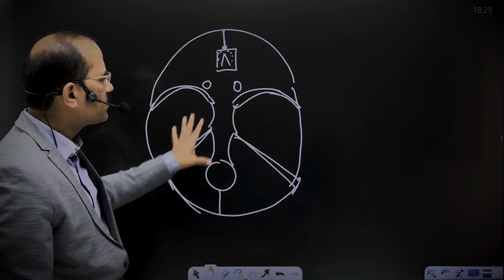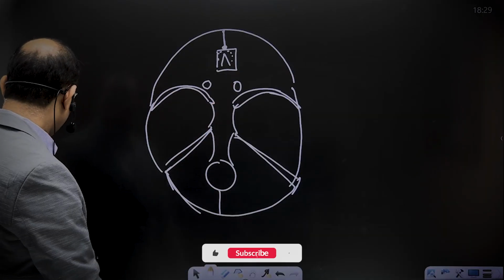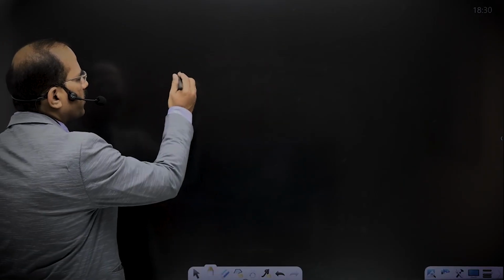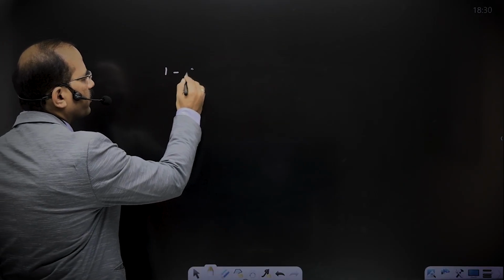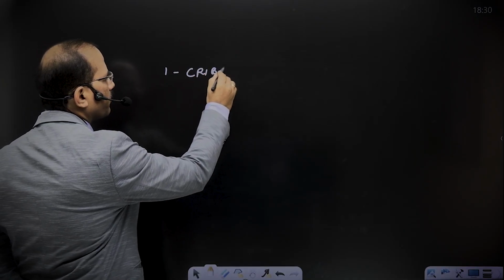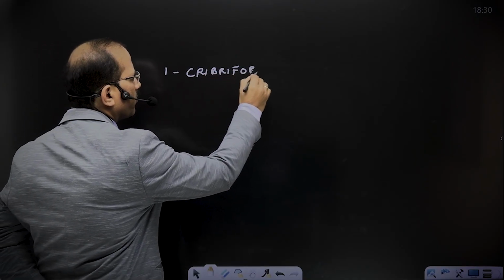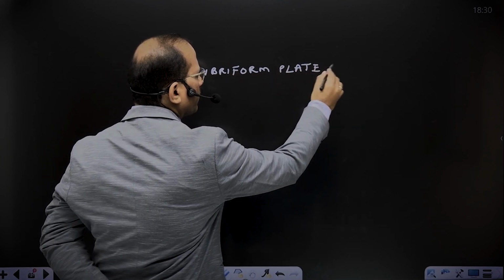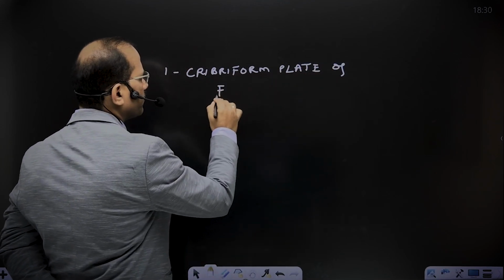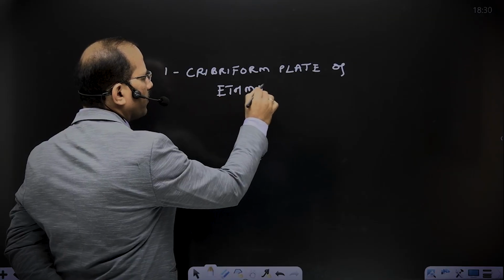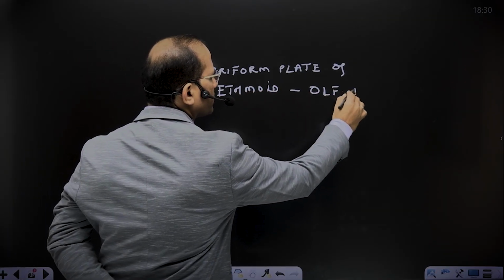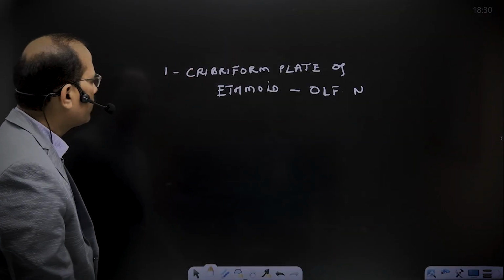Now coming to this middle cranial fossa. So let me just write this down for you. These 3 things we'll write down. Okay. So what was this number? I'll put number 1 there. That's the cribriform plate of ethmoid. And what passes through this? Olfactory nerves. That's number 1 cranial nerve, the olfactory nerve.